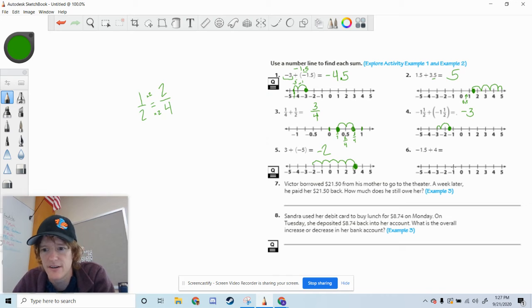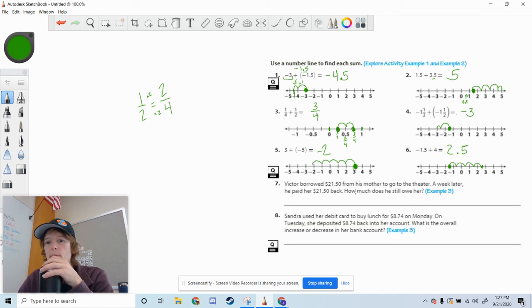Number 6, we're starting at -1.5. And we're moving to the right because we're adding by 4. 1, 2, 3, 4. Be really careful because we're in the middle of these little marks. We're not on those marks. That leaves us at 2.5, in between 2 and 3.